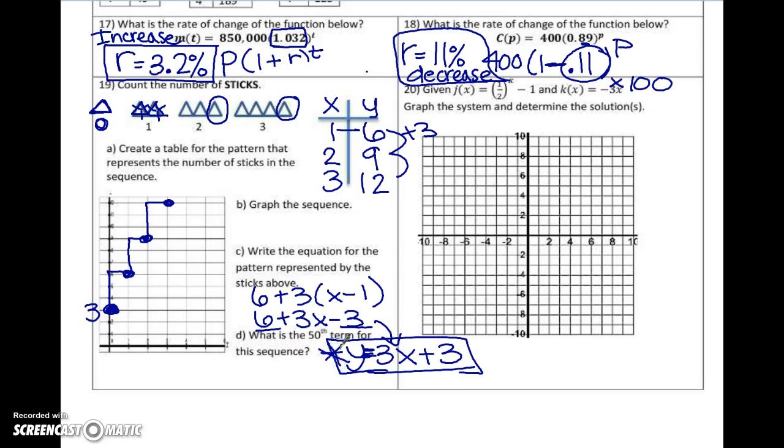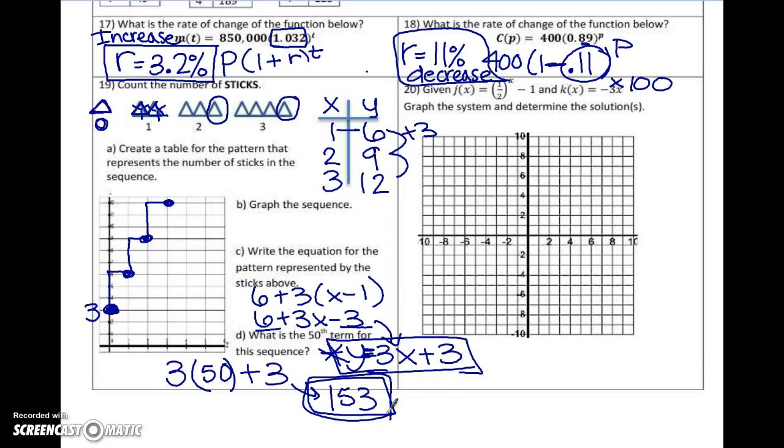Then it says, what is the 50th term of the sequence? That means if you have the 50th number, you plug in 50 into the equation, and we want to know the output. In this case, you would get 153 sticks for that 50th term.